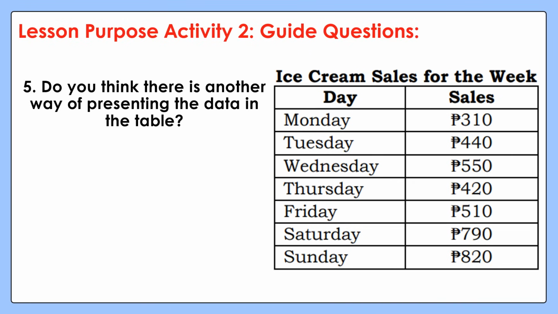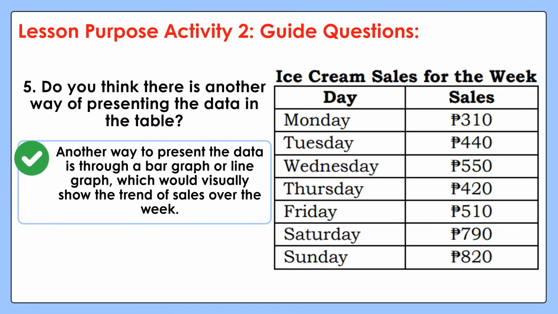Number 5. Do you think there is another way of presenting the data in table? The answer: another way to present the data is through a bar graph or line graph, which would visually show the trend of sales over the week.